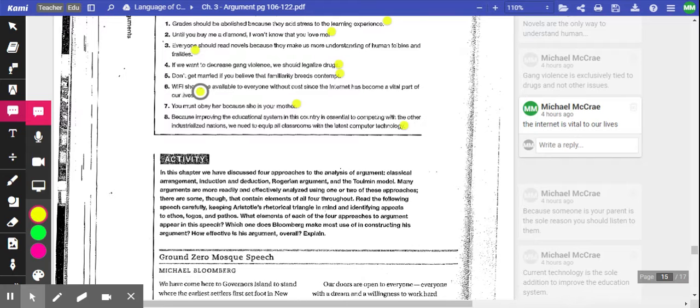I guess in a way, this is pretty obvious, something that most people would agree with, that the internet is pretty important. I guess maybe another assumption here would be that it should be available without cost. Like, why should it be free? Is the internet a right or is it a privilege?